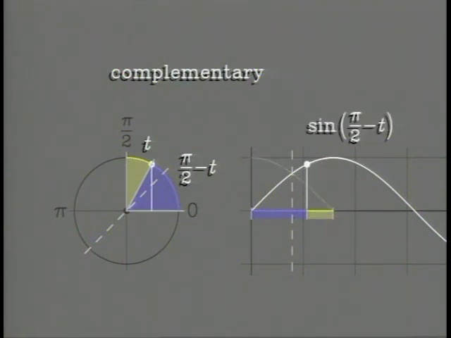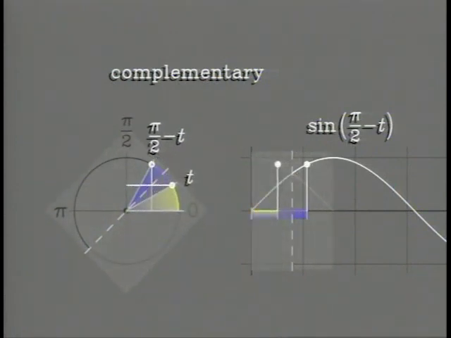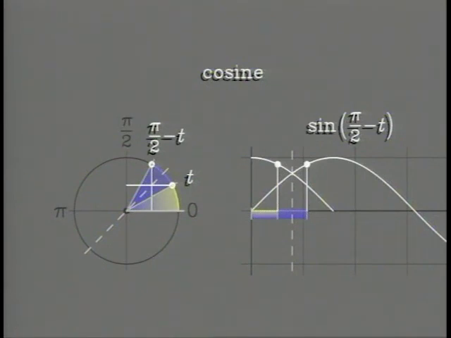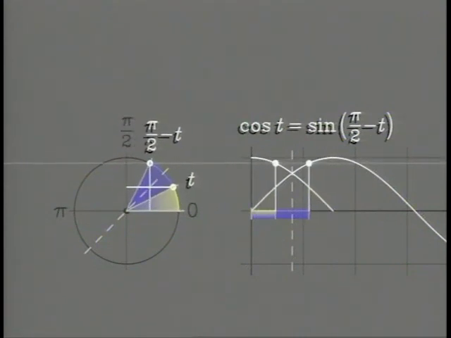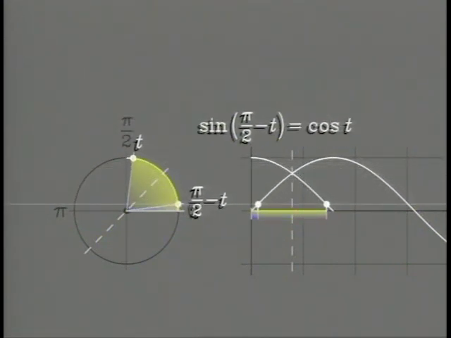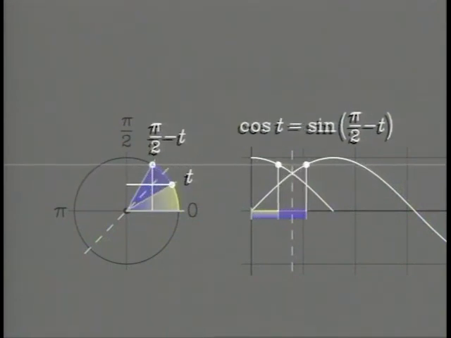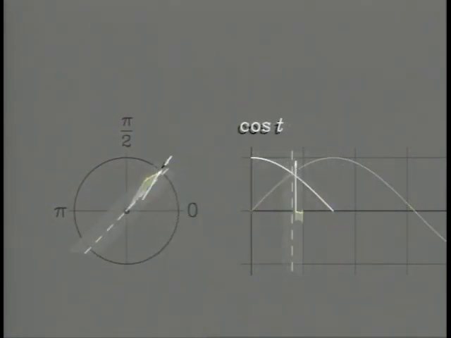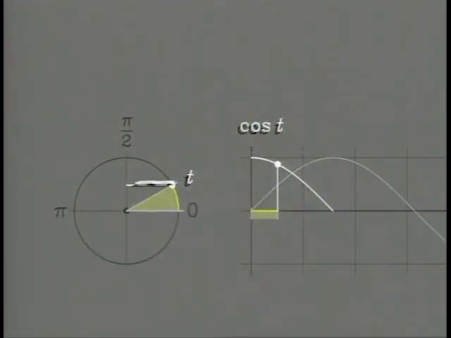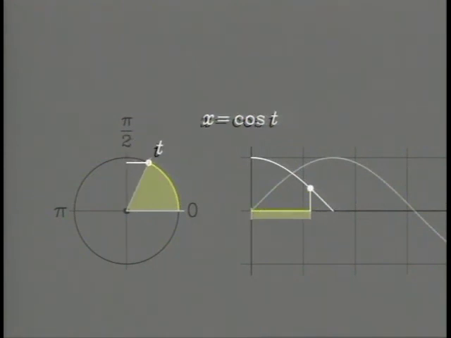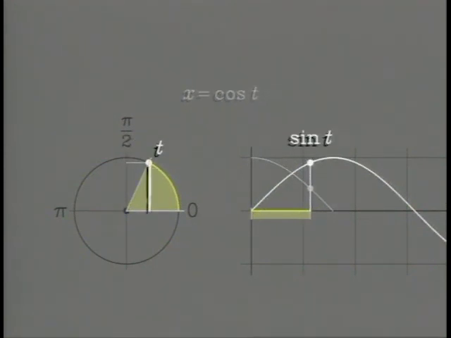The sine of the complement of t lies on our new curve. It is called the complementary sine, or cosine, and it's written like this. The cosine comes from flipping the sign about the pi over 4 line. So, on the circle, the cosine is the horizontal x-coordinate of the point, just like the sine was its vertical y-coordinate.